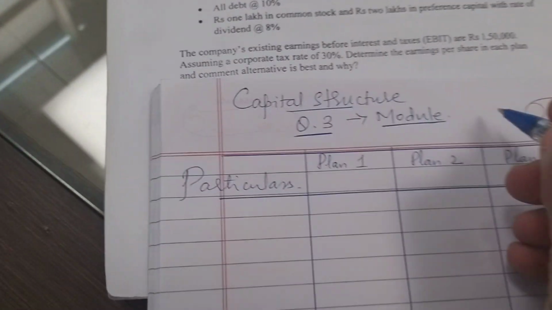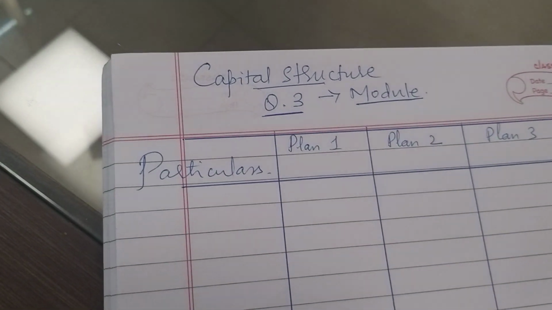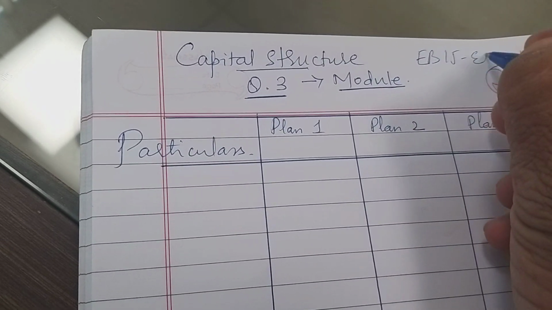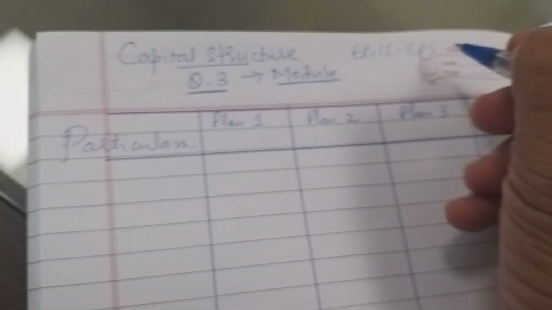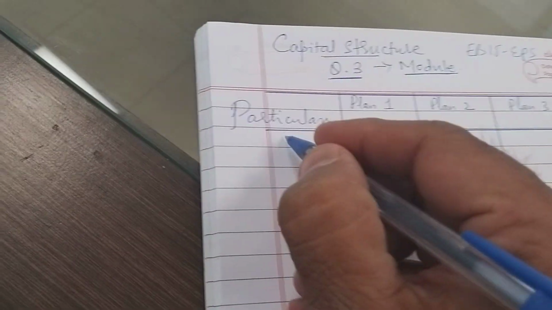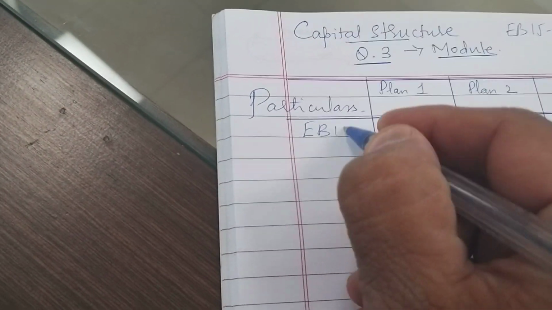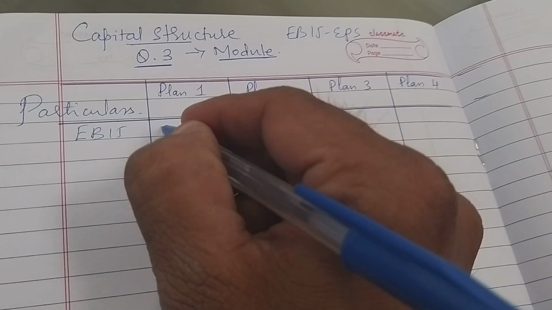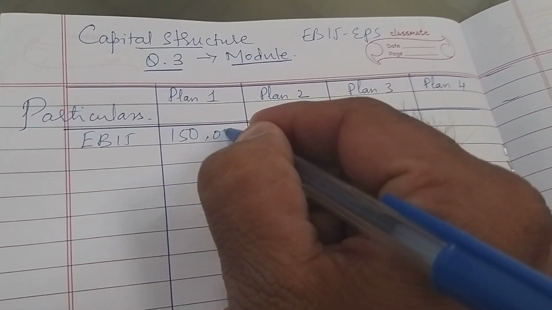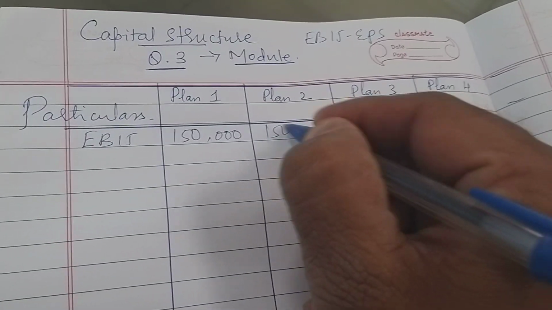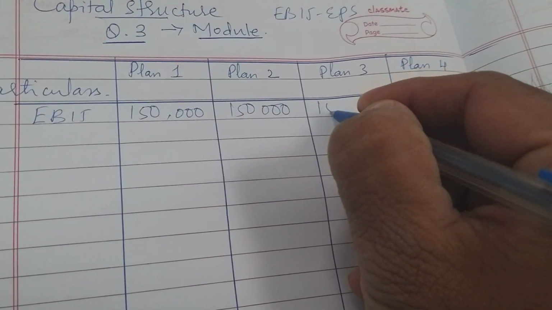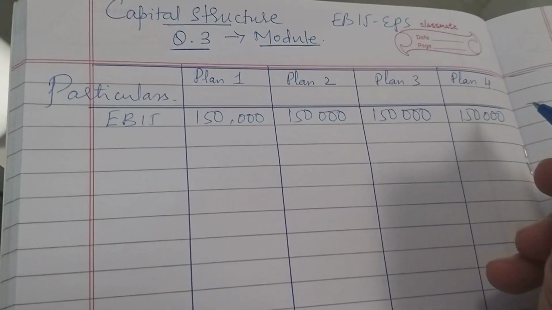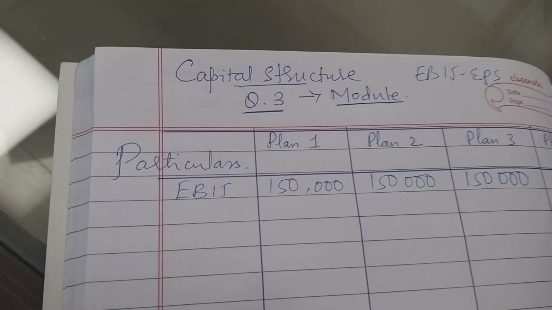So we call this entire exercise EBIT EPS analysis, right? We start with EBIT and end up at the EPS. So we take the EBIT, which has been given as 1,50,000 in all cases. So we will record that it is 1,50,000. And also we need to understand what the different plans are.